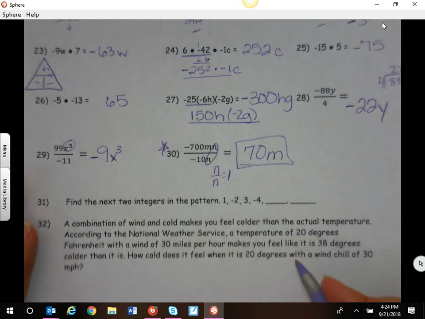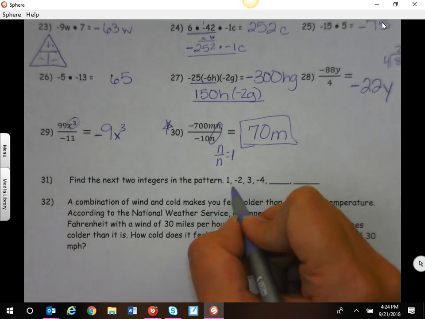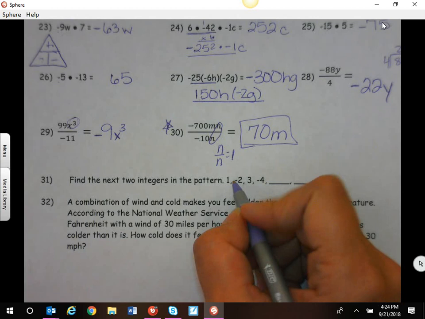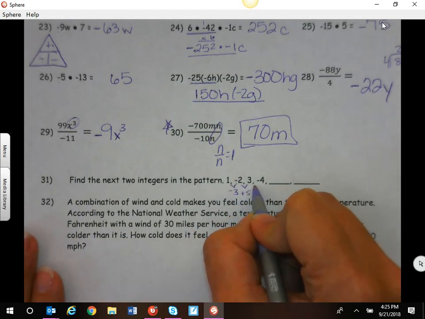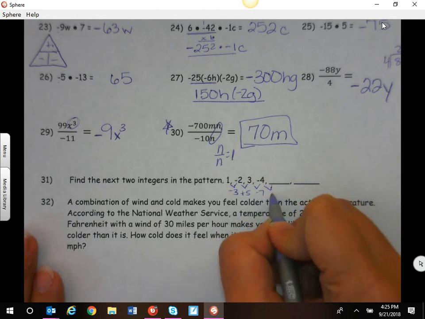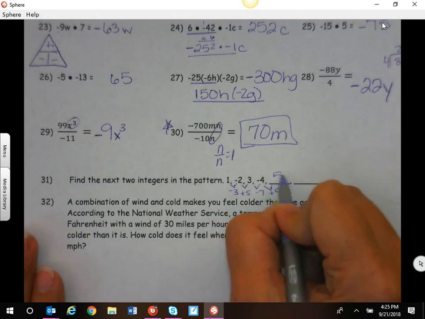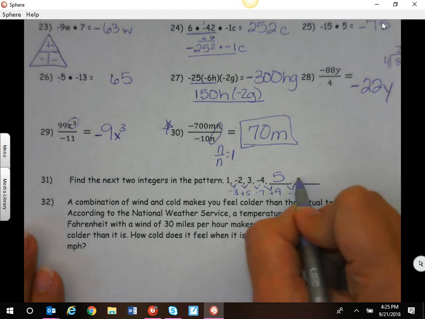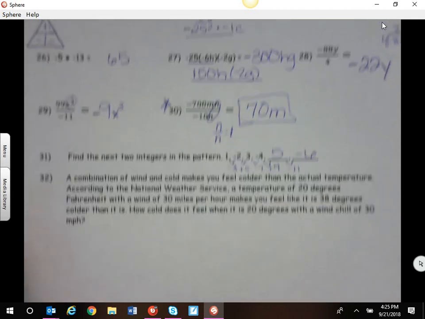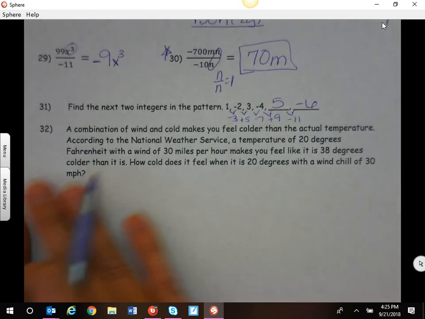The next two numbers in the integer pattern, we said this was subtracting 3, and then we added 5, and then we subtracted 7. It was the odd numbers. So then we added 9 and got a positive 5, and then we need to subtract 11, and we got a negative 6. I was super proud of your ability on 32.